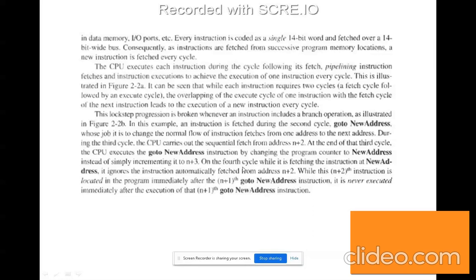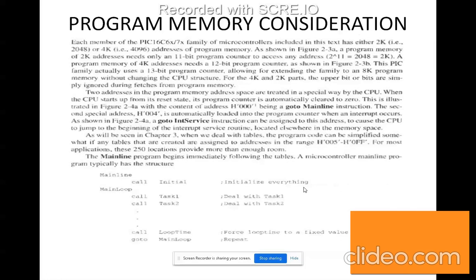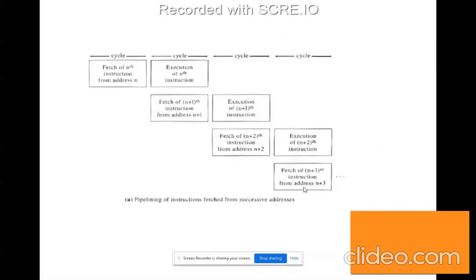On the fourth cycle, while it is fetching the instruction at the new address, it ignores the instruction automatically fetched from address n plus 2. While this n plus 2th instruction is located in the program immediately after the n plus 1th go to new address instruction, it is never executed immediately after the execution of that n plus 1th go to new address instruction. So this paragraph is clearly explained in your diagram. If you see the diagram, then you will be able to understand easily.